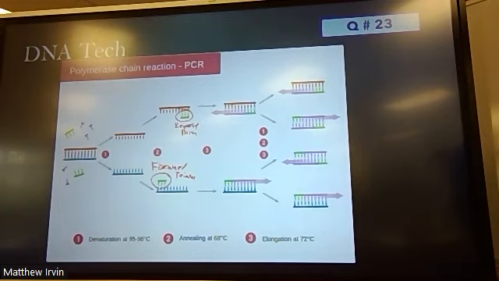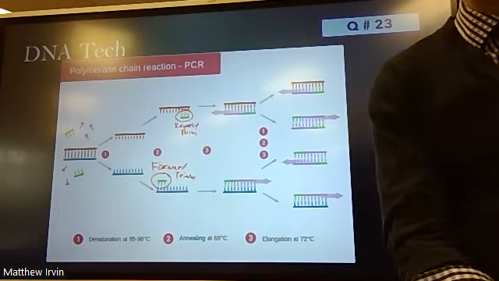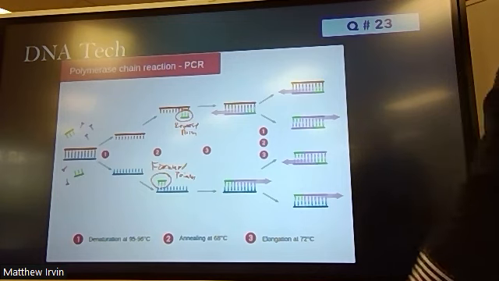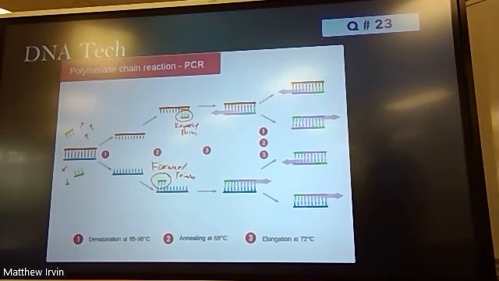What gives us a target sequence? What targets the sequence that we want? The primers do that. Otherwise, you'd be copying all the DNA, which is too much information.